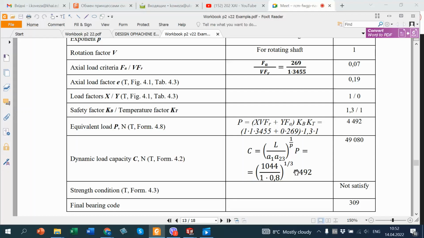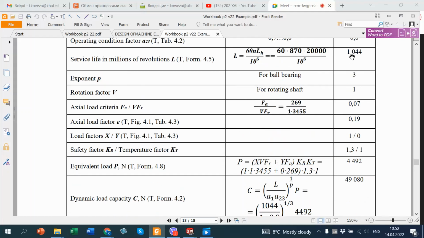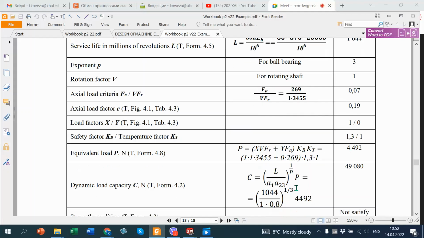P is a load, equivalent load. L, this value. P is a free, it's a P small and P capital. So like this.